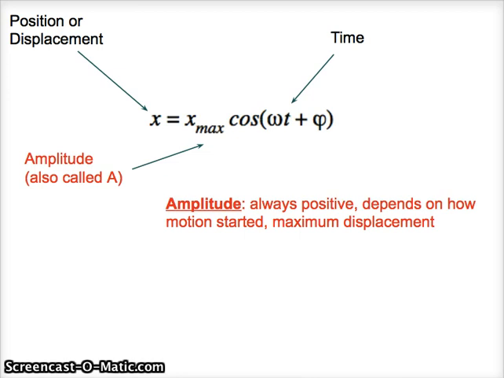It's just how far from equilibrium, whether it's in the positive or the negative direction, and it's set by the initial conditions of the motion. And so usually what we'll do is we'll give something a push, or we'll pull a pendulum back and let it go. And that initial motion determines the amplitude.